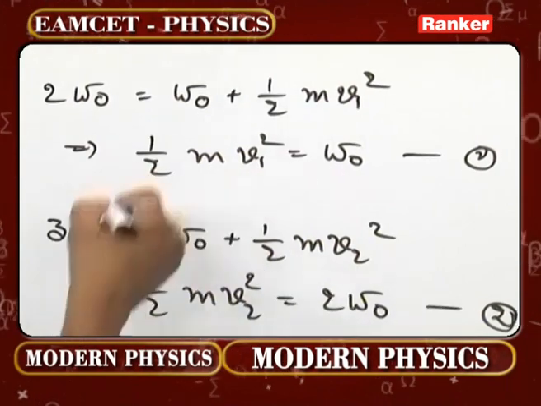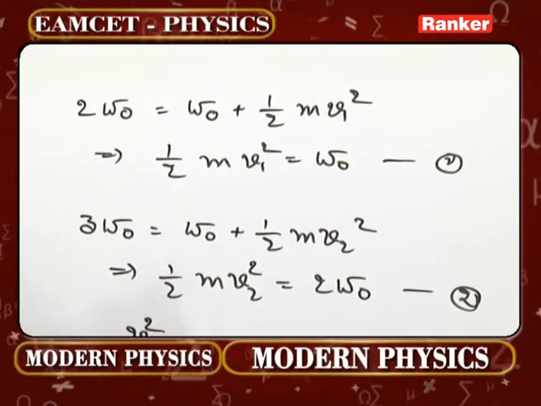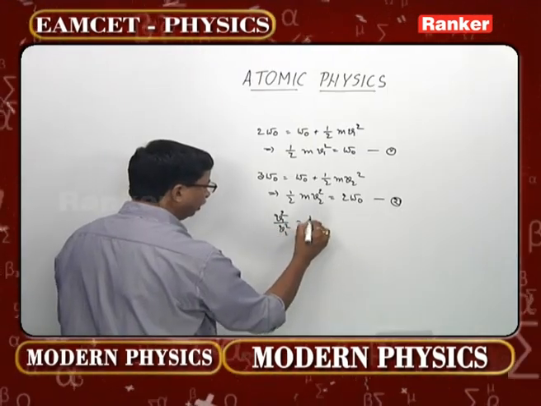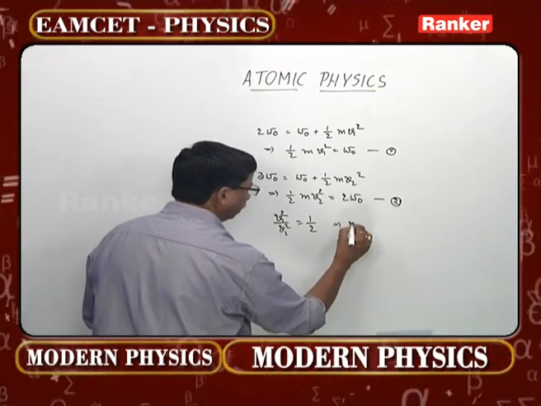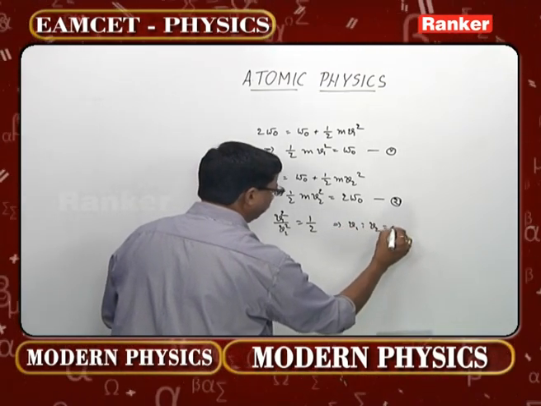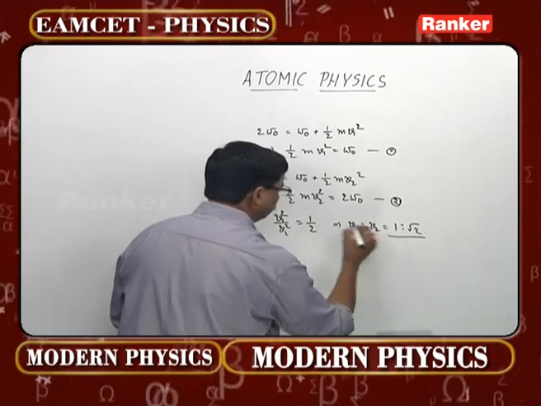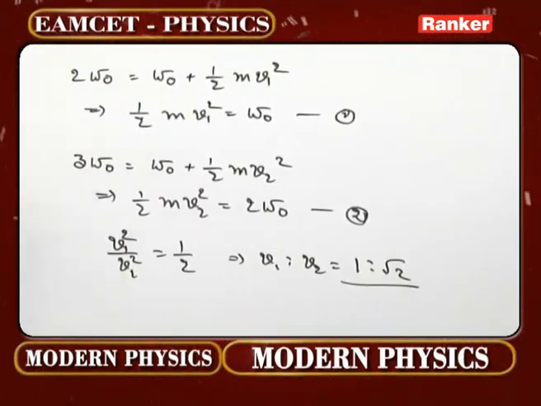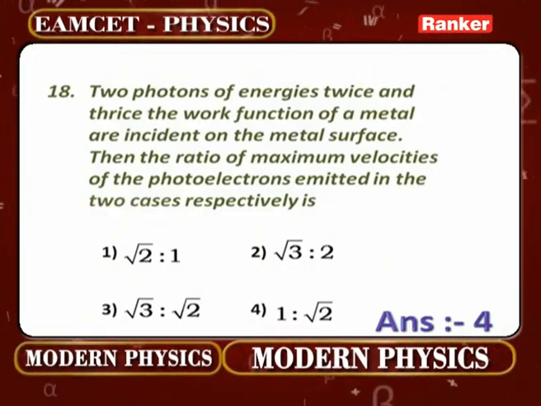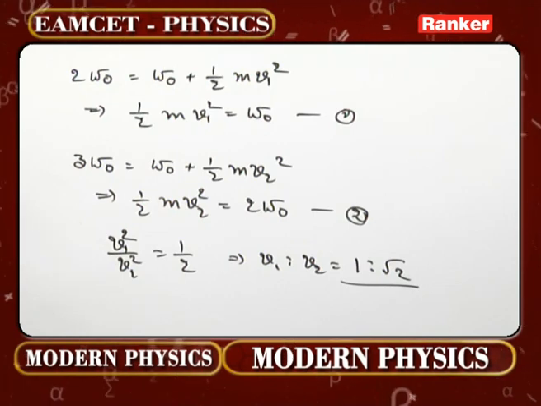Now divide 1 by 2. V1 square by V2 square will now be 1 by 2. Then what will be V1 is to V2? 1 is to root 2. So what is the correct option that is tallied? The fourth option is going to be tallied for this question number 18.